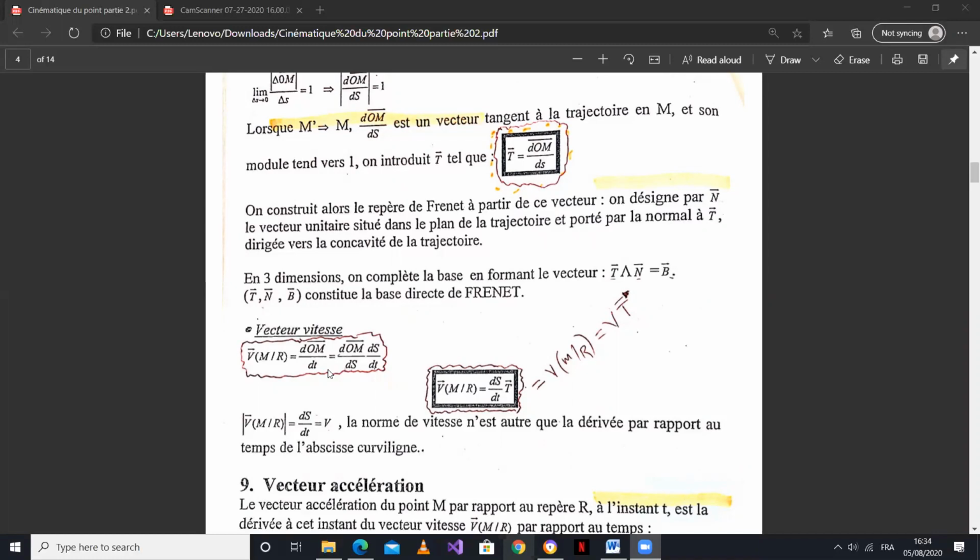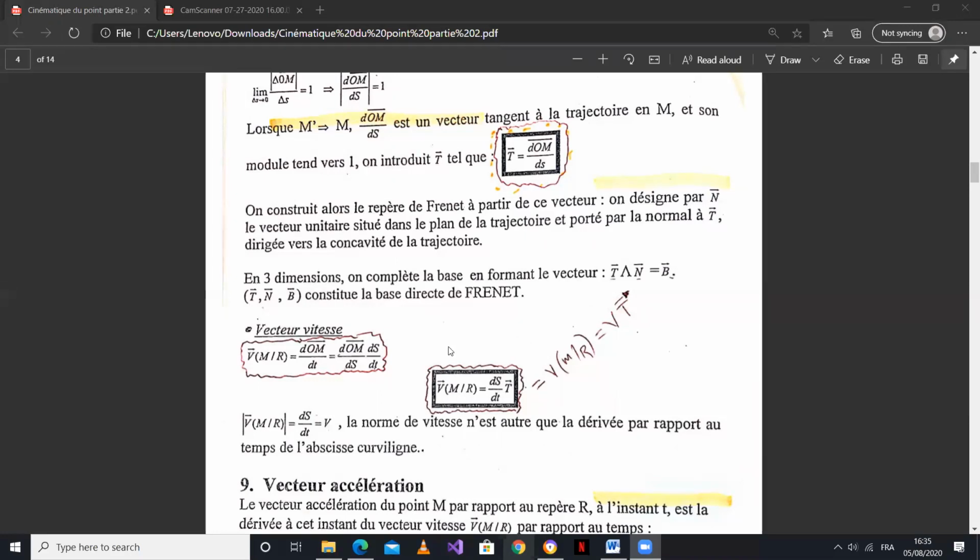Okay, and d OM ds, we know what this is equal to. We have this expression, d OM ds is equal to t, the vector tangent. And then we have ds sur dt, which is going to stay like that. And this is going to be the final expression for the velocity. V, vitesse du point M par rapport au référentiel R égale ds dt fois the vector tangent t. Just like that. As simple as that. This is going to be the expression for the vector vitesse.